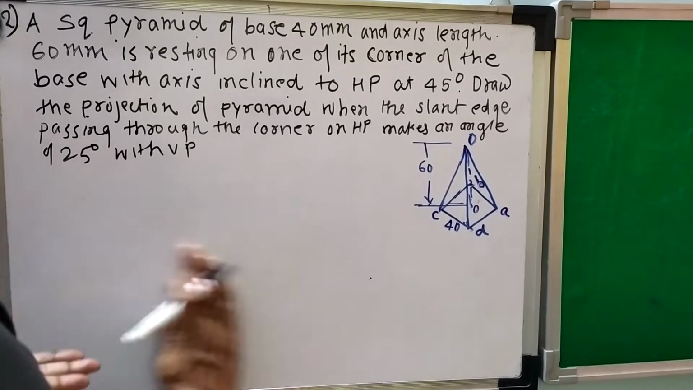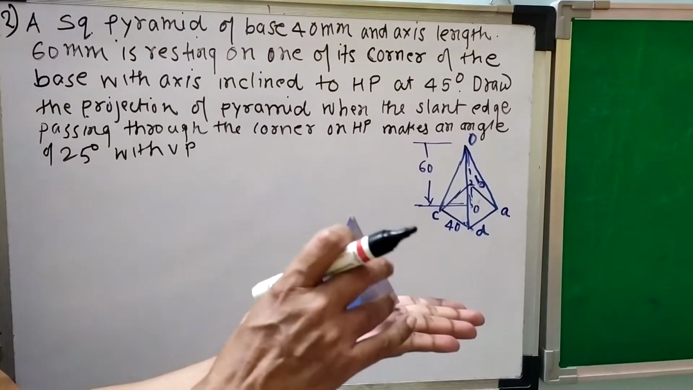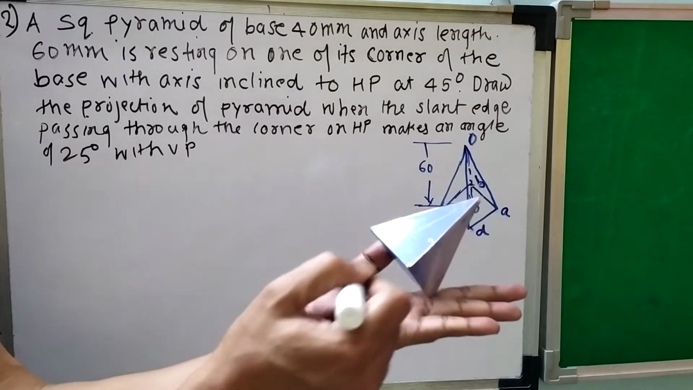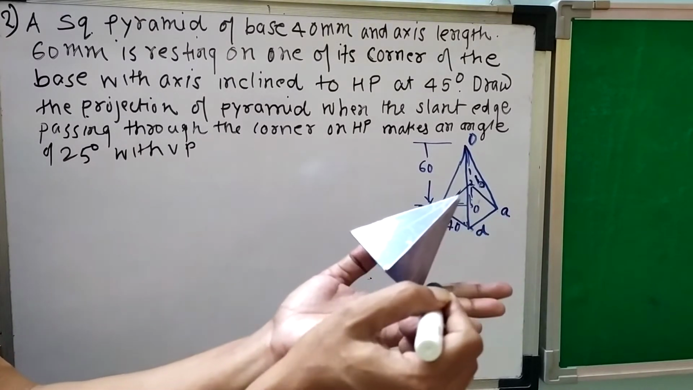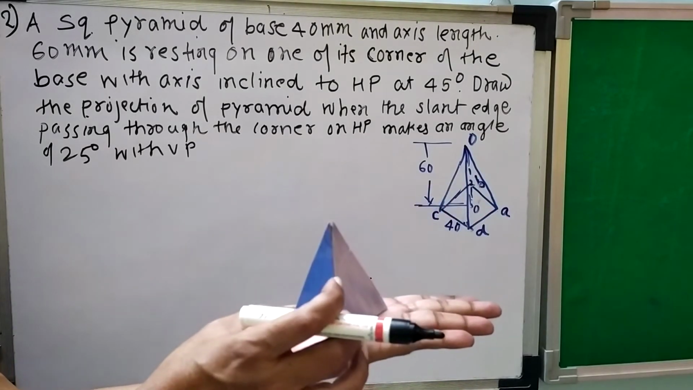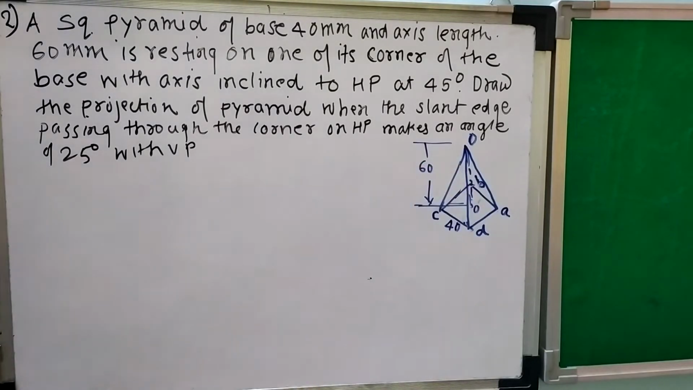So this will not be the position; this will be the position in the top view. I will keep this in this position, and then I will make the axis inclined with HP. Keeping this corner on the HP, the axis is inclined with HP at 45 degree, and after that the slant edge passing through that corner I will make inclined with VP. So first step is this, second step is this, and then third step is this. So go with 3 stages.